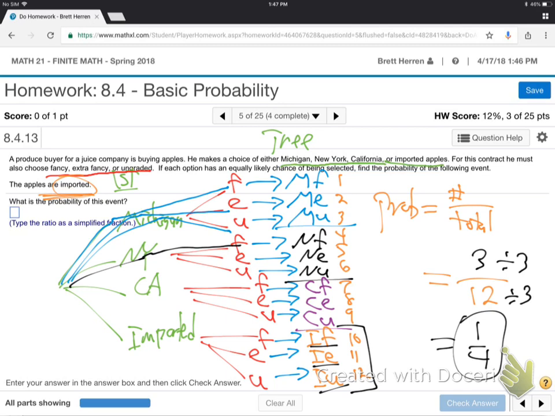How do you know you're supposed to make a tree? It's a lot of that. You want to be able to read a word problem and go, that's a tree, or that's a Venn diagram. How do you know it's a tree? Two decisions, each having options: where it's from, and then fancy, extra fancy, or great. Two different qualities, each having several options.